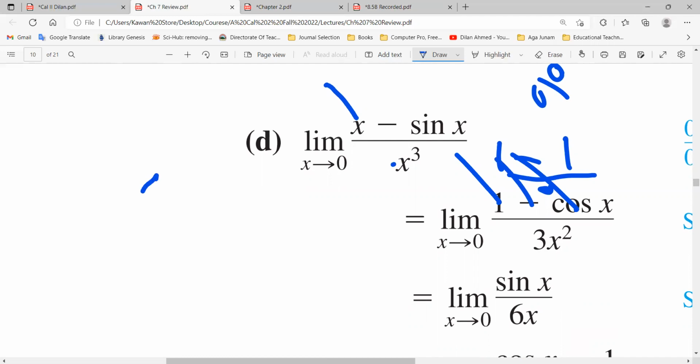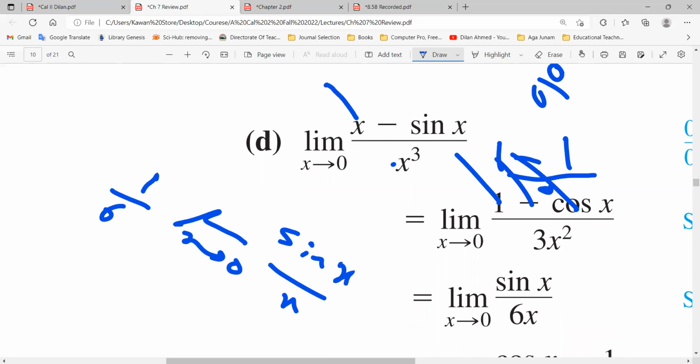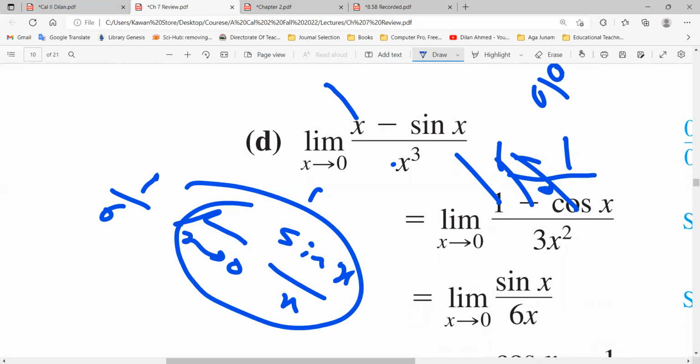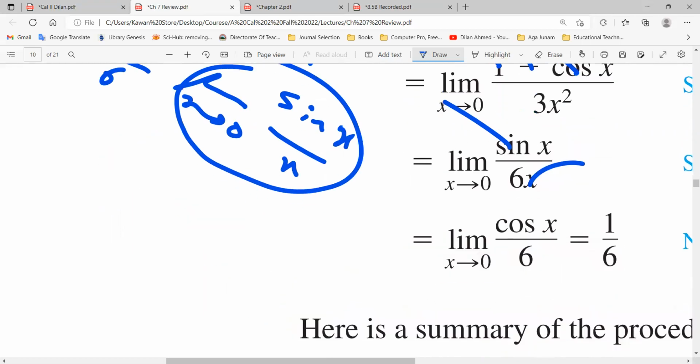You can solve that one as 1 over 6 times the limit as x approaches 0 of sine x over x, and you know that this limit is equal to 1. Am I right? Or you can again use L'Hopital. So the derivative of sine, and the derivative of 6x is 6. So we got that one.